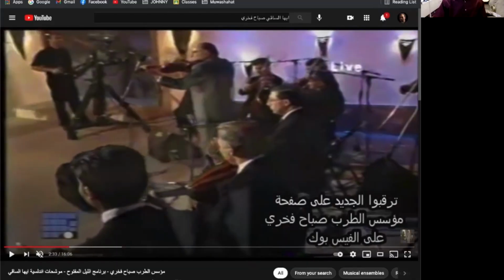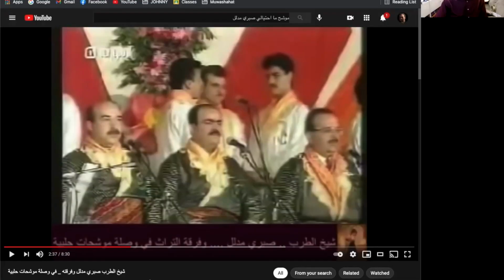Alright, that's the first verse of Ayyuha Saqi. Next Aqsaq example is Muwashah Mahtiyali, which is an extremely popular Muwashah. It's going to be performed here by Sabri al-Mudallal. Sabri al-Mudallal is a very, very seasoned singer who died a while ago, but he was singing until his late 80s, I believe, and he was part of the old generation that studied with the old Muwashahat teachers in Aleppo. So he was very steeped in the tradition.